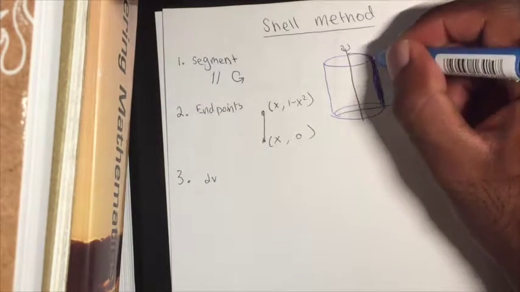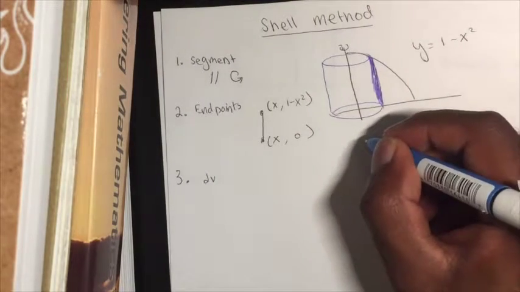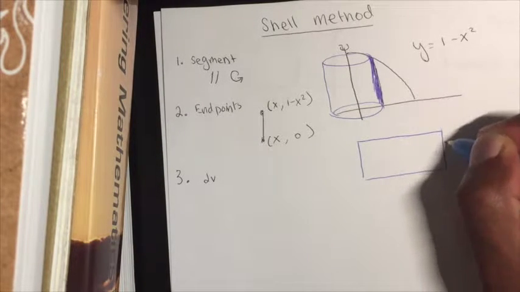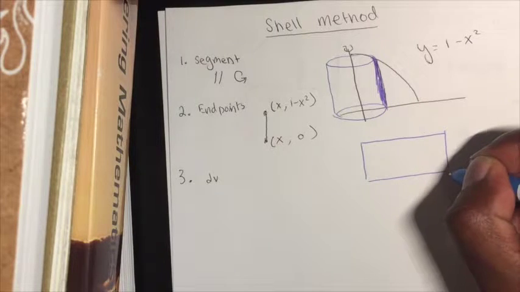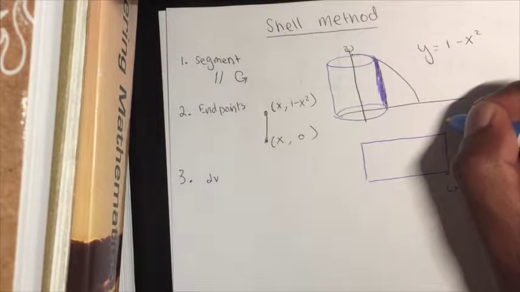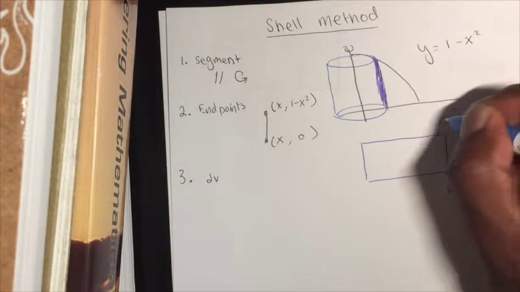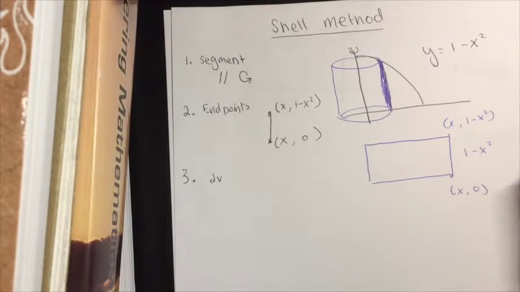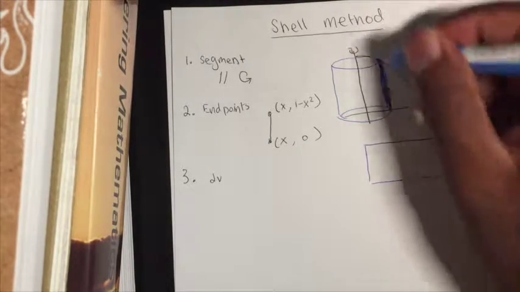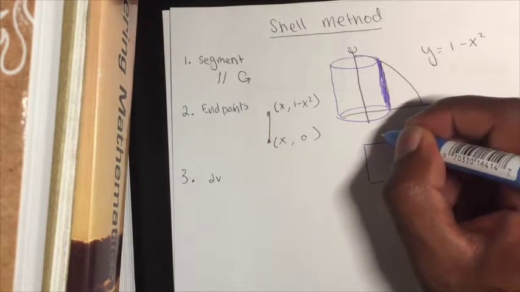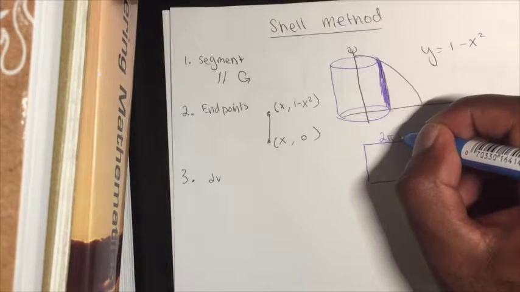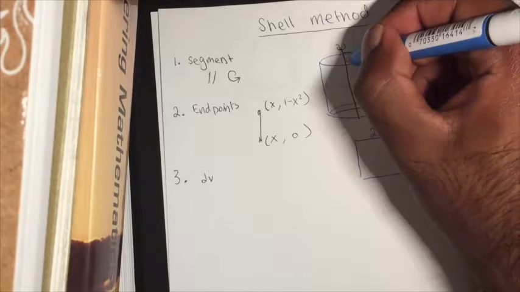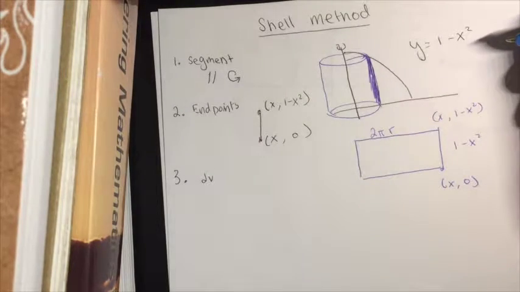Now, this segment being rotated around the y-axis, if I take that cylinder and stretch it out to a rectangle, we have this. We have our segment right here, which is of height, well, let's put the endpoints right here, x and 1 minus x squared. So the height of this segment will be 1 minus x squared, as you can see by the endpoints. And the distance, since it's a circle, is 2 pi radius. Our radius of this circle, as we can see from the diagram, is x.